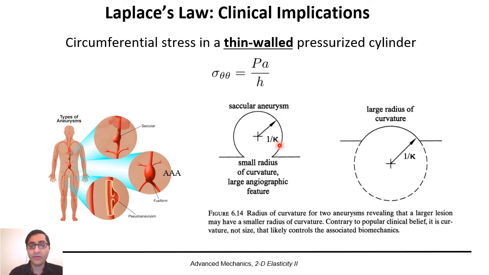So the size of the aneurysm doesn't matter. The radius of curvature is the thing that matters and results in higher circumferential stress, as you can see here, and makes the aneurysm more dangerous. Okay, we're going to see the difference between using Laplace's law to find circumferential stress and our more precise way of calculating it based on the Airy stress function in an example in the next section.